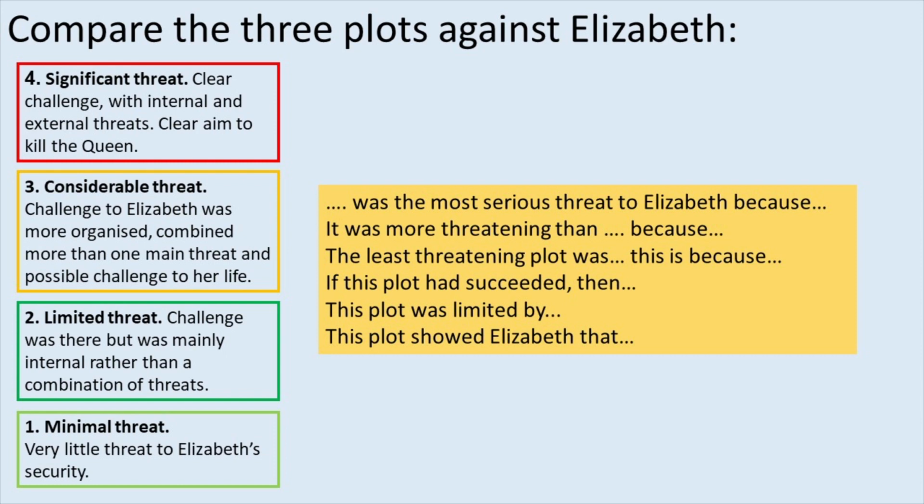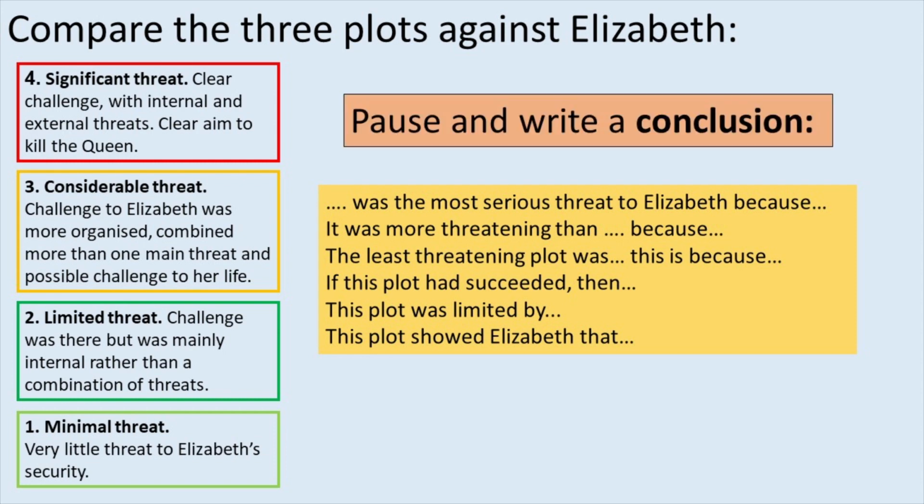Once you've decided on which you think is the most threatening to Elizabeth, you need to write a conclusion in your notes that compares the threats of each of the three plots that we've looked at. On the screen, there are some sentence starters to help you structure your work.